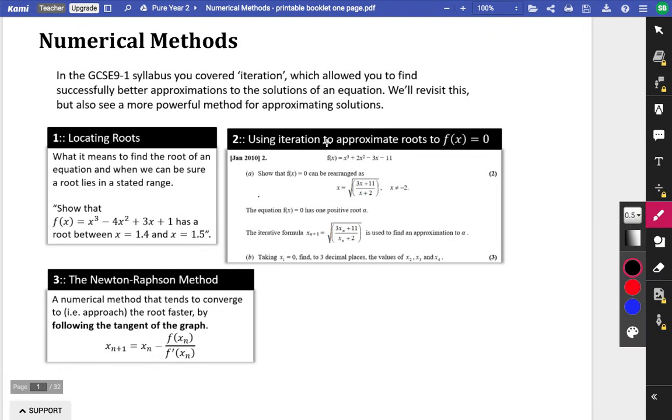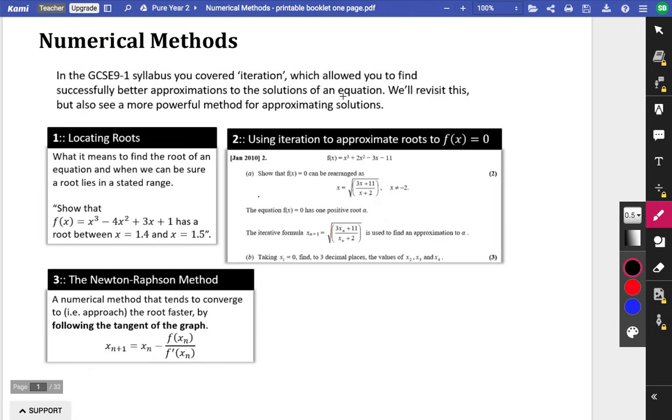So we're going to start off by looking at something that's called numerical methods. Now you've actually looked at numerical methods before. In GCSE you will have done the topic called iteration, which was something that allowed you to find better and better approximations to the solutions of an equation. And I know some of you don't always remember things from GCSE, so we're definitely going to make sure that we revisit this. And we're also going to look at some more powerful methods for approximating these solutions.